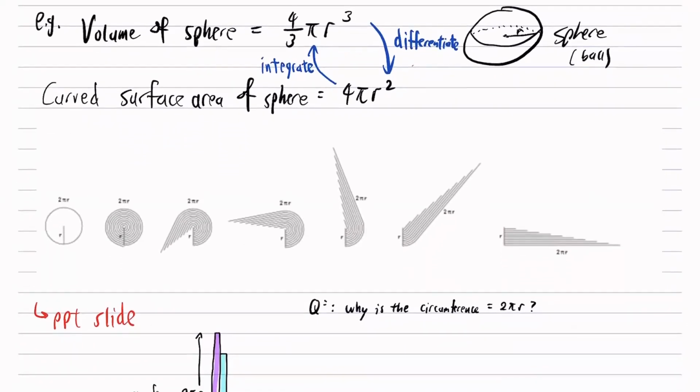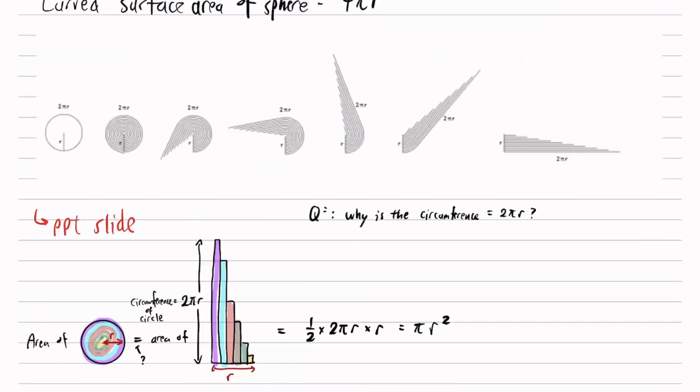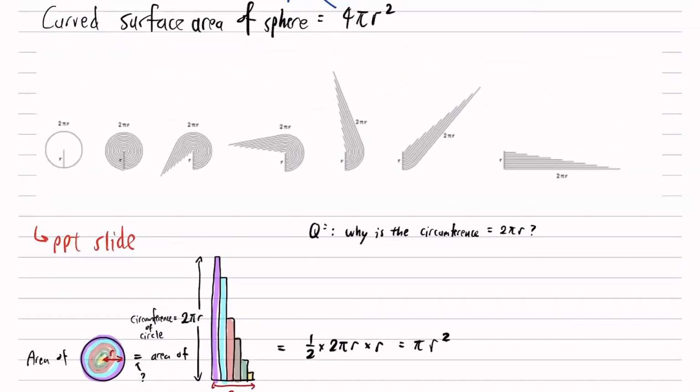A nicer example would be the following. Let's say that you want to figure out what is the area of a circle. Why is it pi r squared? Integration can help you to find the answer to that question. Let's assume that the circumference of a circle is 2 pi r first. From there, we can work out the area of a circle.